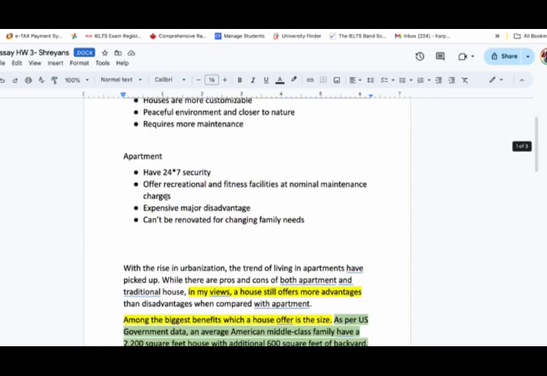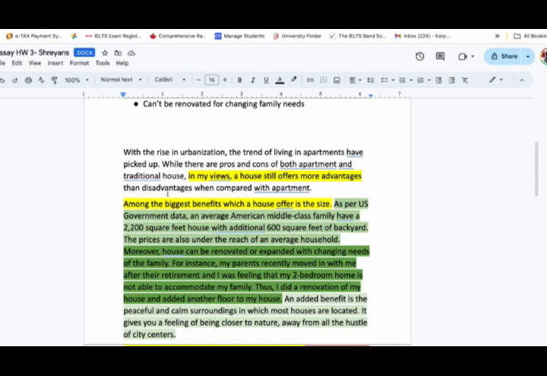Okay, so let's look at the introduction. With the rise in urbanization, the trend of living in apartments have picked up. So once again, let me clear that I will not be sharing about the grammar part right now. We can discuss it later. While there are pros and cons of both apartment and traditional house, in my view, a house still offers more advantages than disadvantages when compared with apartment.